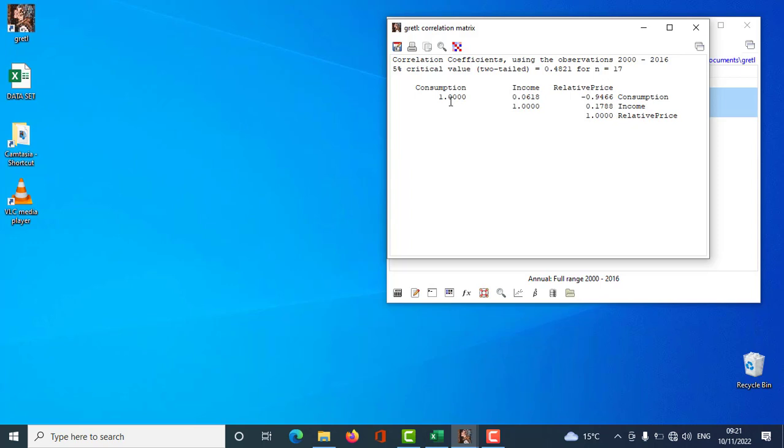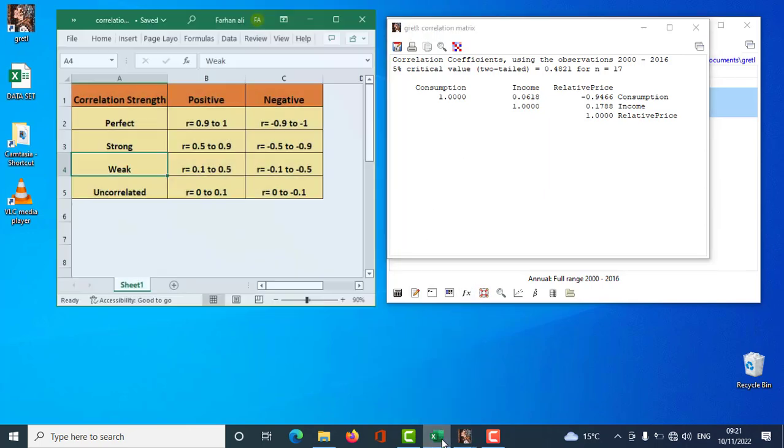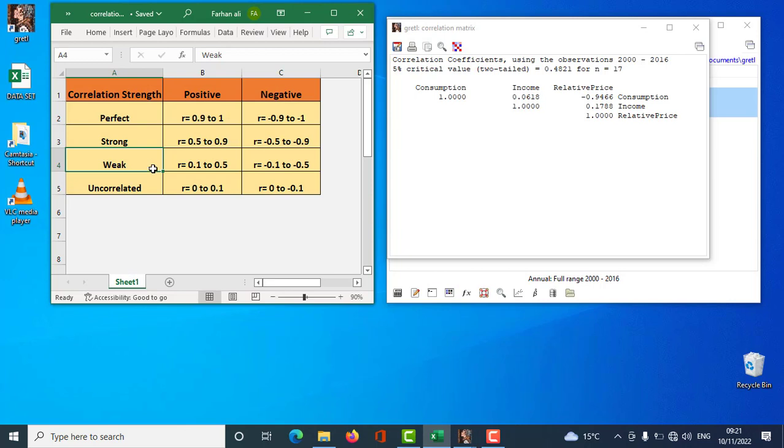So to interpret these values, I have created a simple table which would make things easy. I would open it, and I would suggest that you please save this table. I would put it in the comment section of this YouTube video, from where you can download it and save it for future reference.